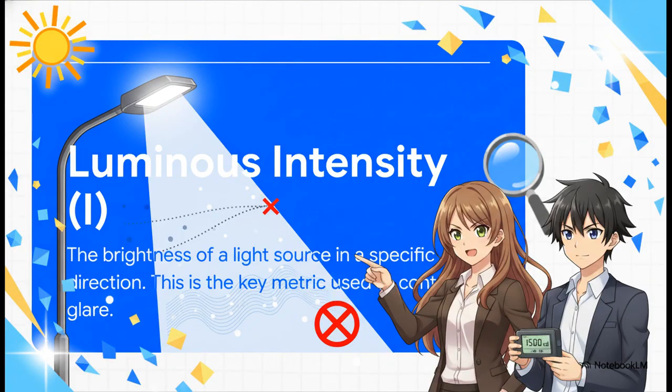The second key metric is luminous intensity. Now, this one doesn't measure the light landing on a surface. Instead, it measures the brightness of the light source itself when you look at it from a specific direction. A great way to think of it is like the focused beam of a torch. Its main job is to control glare.